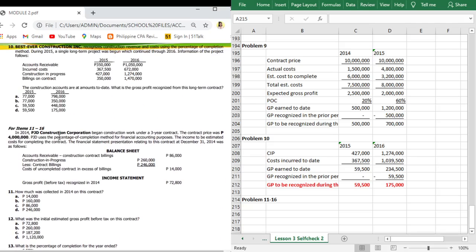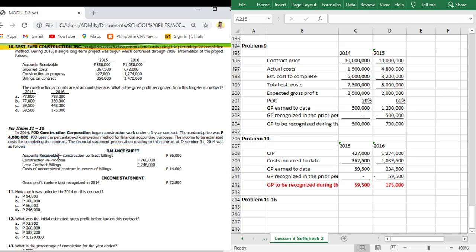Okay. PJD Construction Corporation began construction work under a 3-year contract. The contract price was 4 million. PJD uses the percentage of completion method for financial accounting purposes. The income to be estimated cost for completing the contract. The financial statement presentation relating to this contract on December 31, 2014 was as follows.